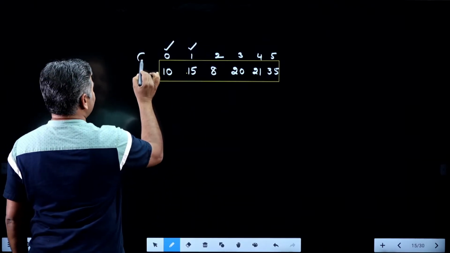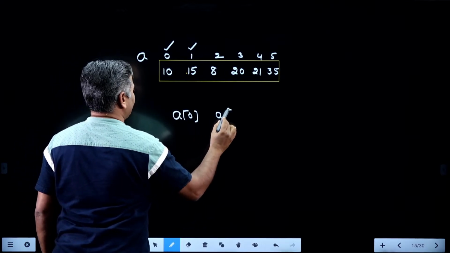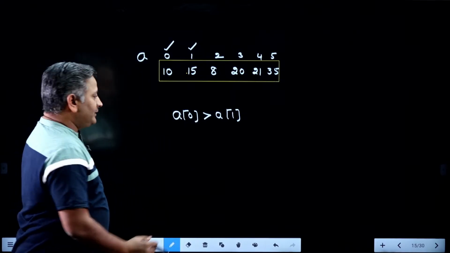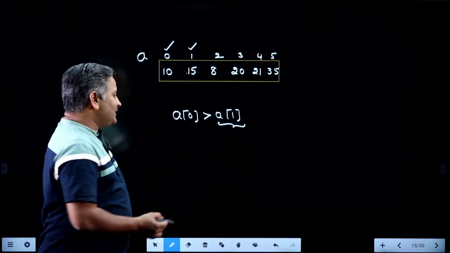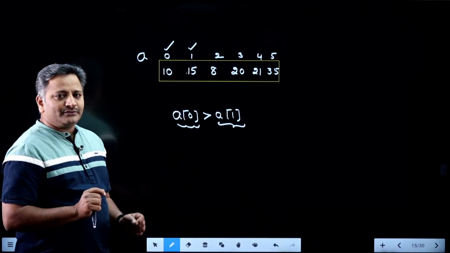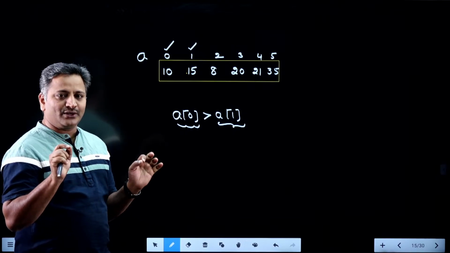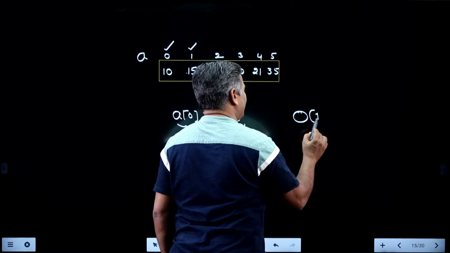Suppose the name of the array is A, you just compare A of 0 and A of 1. If A of 0 is greater than A of 1, then obviously A of 1 is the not-largest element. Or else, if this condition fails, A of 0 is not the largest element. Therefore, finding an element which is not the largest takes only order of 1, or theta of 1, time.